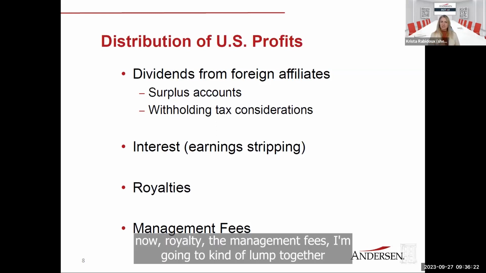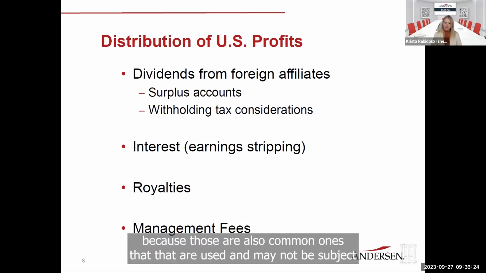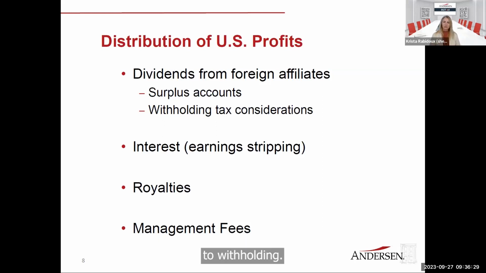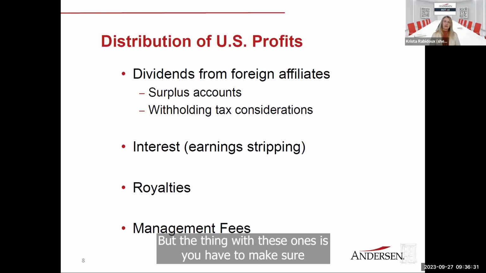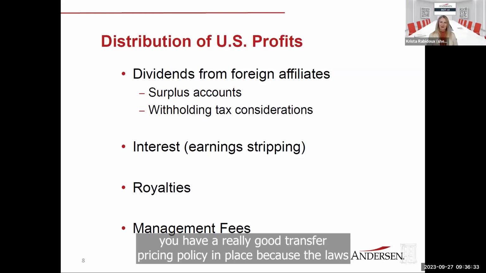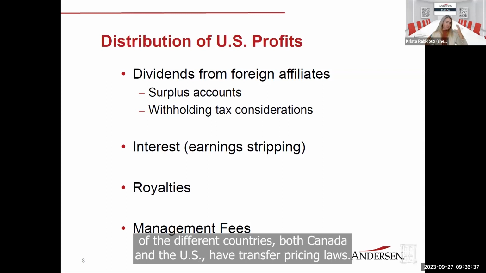Now, royalties and management fees, I'm going to lump together because those are also common ones that are used and may not be subject to withholding. But the thing with these ones is you have to make sure you have a really good transfer pricing policy in place, because the laws of the different countries, both Canada and the US, have transfer pricing laws.